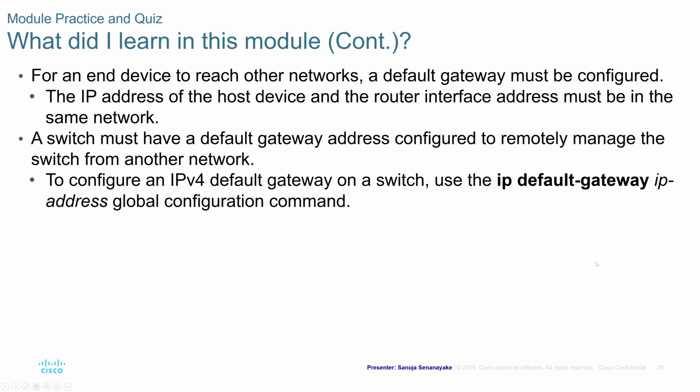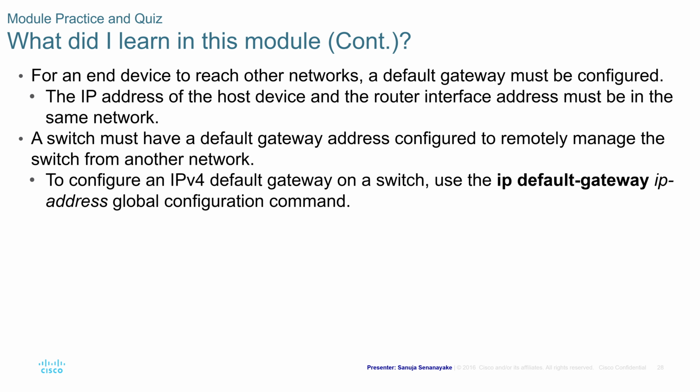We also learned that for an end device to reach other networks, a default gateway must be configured. If you do not have a default gateway configured on the end device, it cannot reach the other network. It can reach the internal LAN within its own network segment, but it cannot reach past a router, for example, to another network if it doesn't have the default gateway.